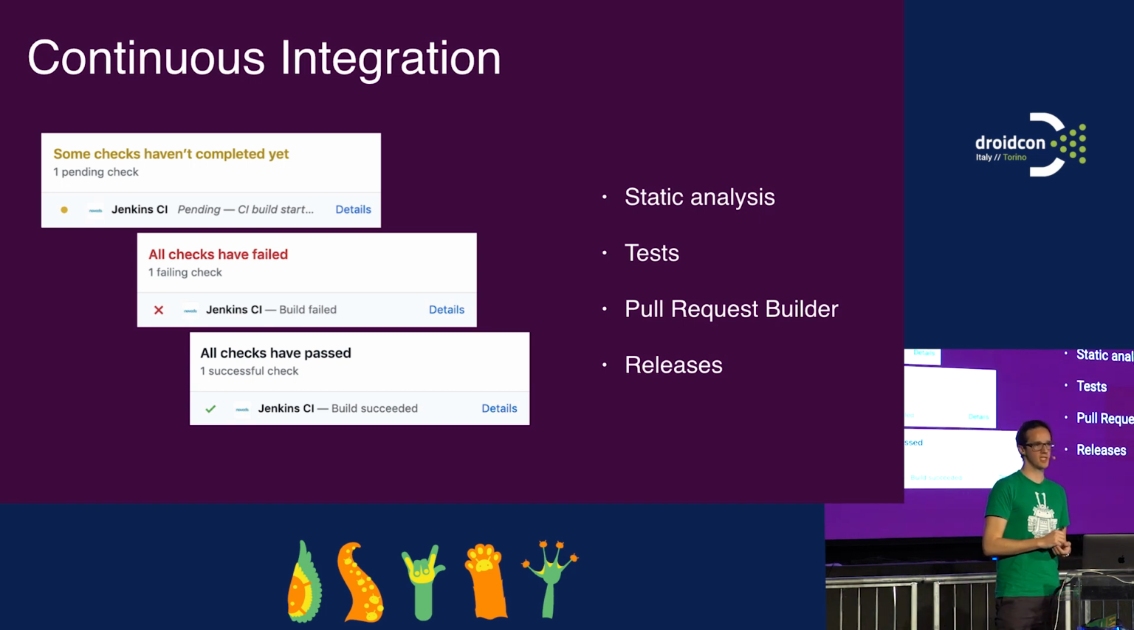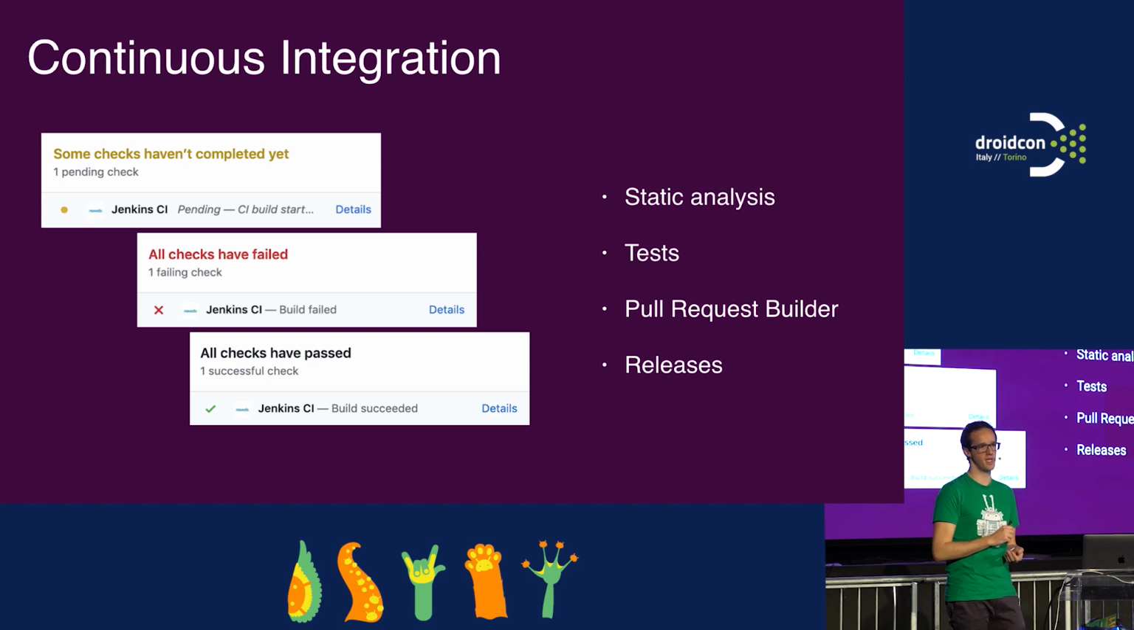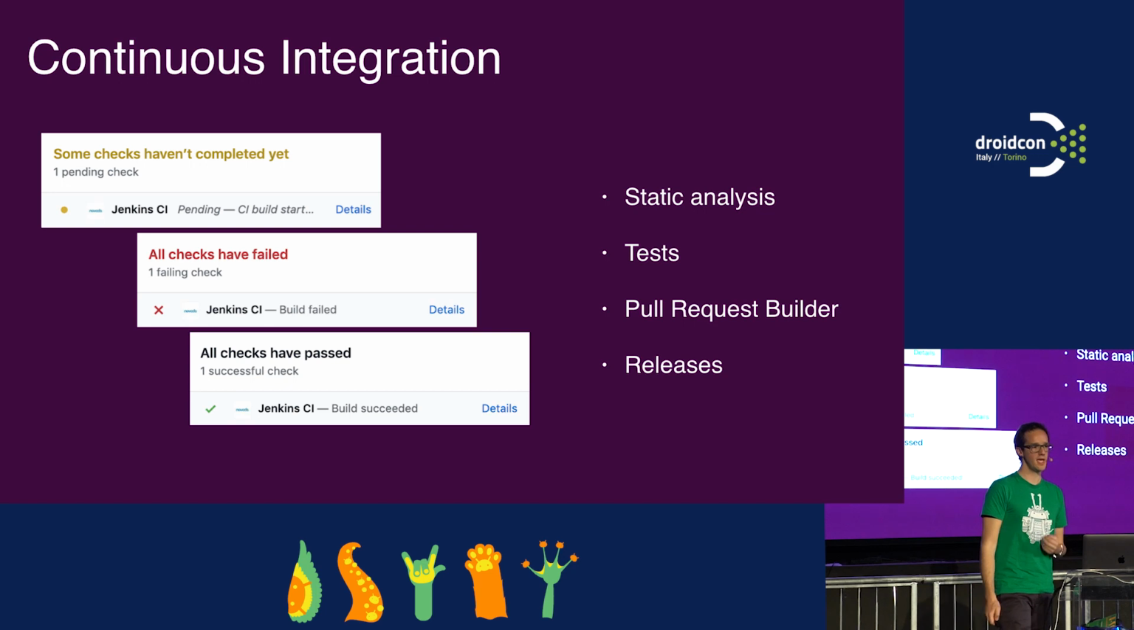This is done through a set of plugins and a pull request builder, which does these checks every time a pull request is opened. Also, we do the checks, of course, when the new changes are merged into develop or releases, and we automated the release process as well, which we will see in a second.